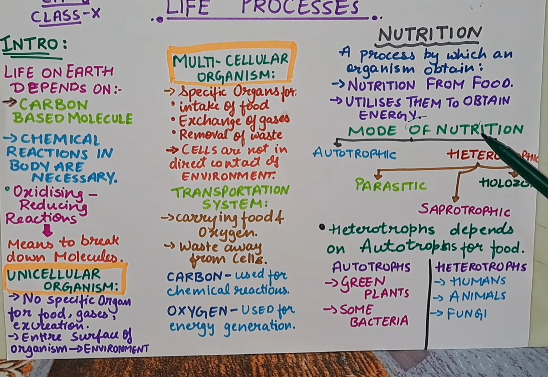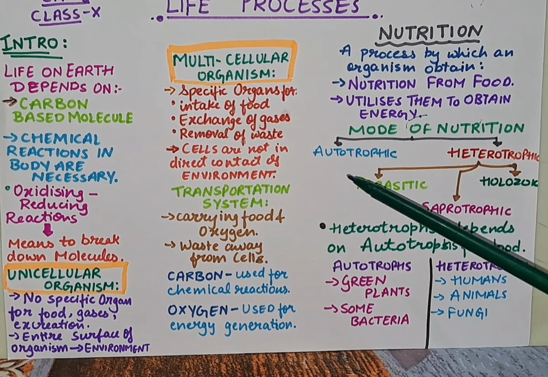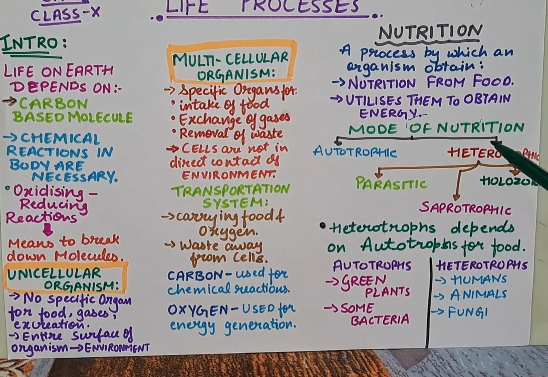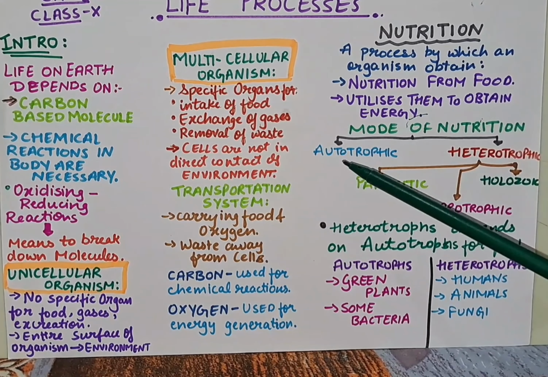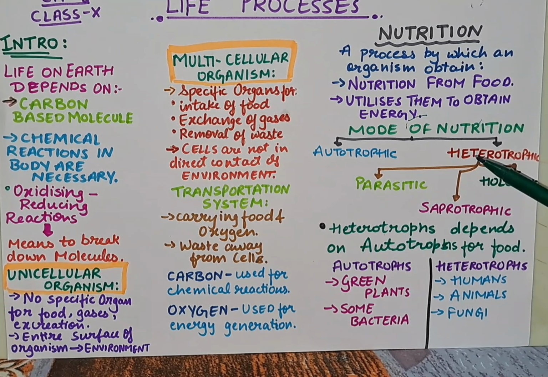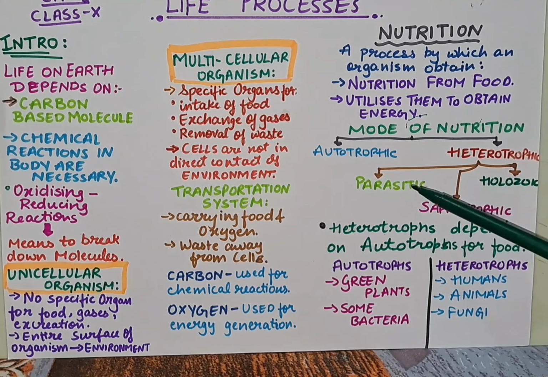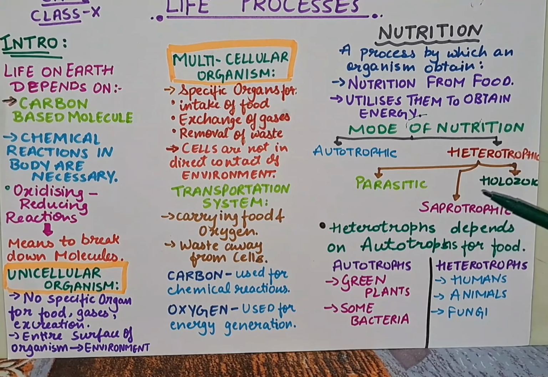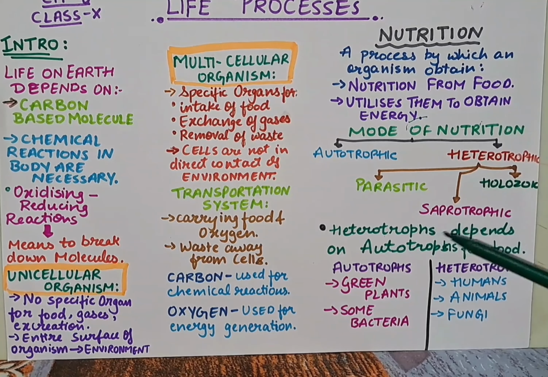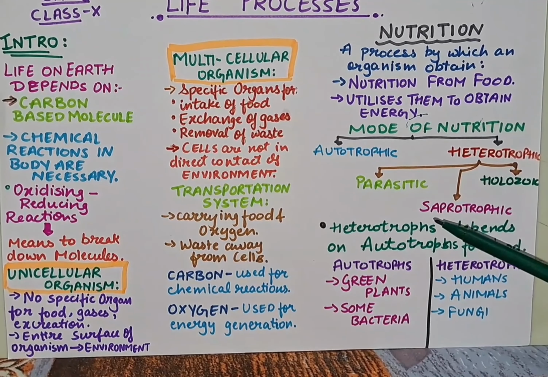Then the modes of nutrition, or types of nutrition. There are two modes of nutrition, autotrophic and heterotrophic. Autotrophs make food on their own, and heterotrophs depend upon autotrophs for their food and cannot make their food on their own. Further, heterotrophs are divided into three categories: parasitic, saprotrophic, and holozoic. These three will be explained in the next video, so stay tuned for that as well.